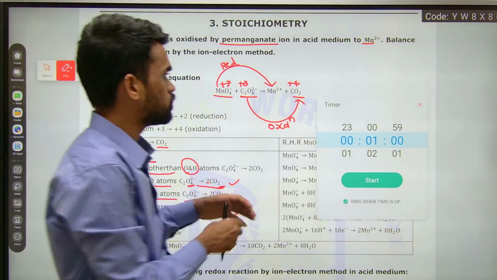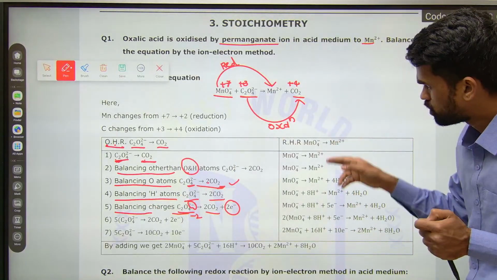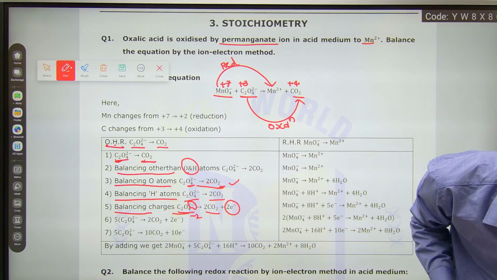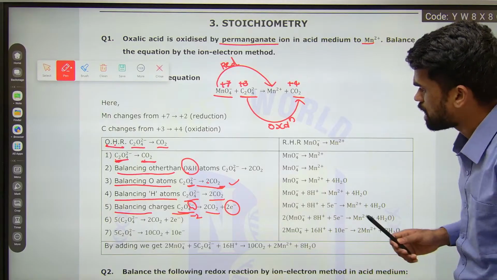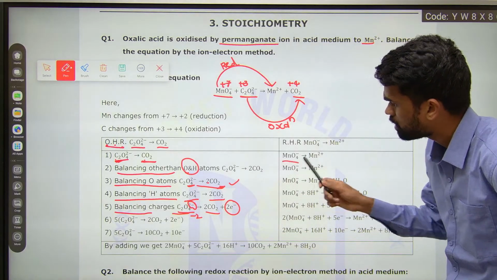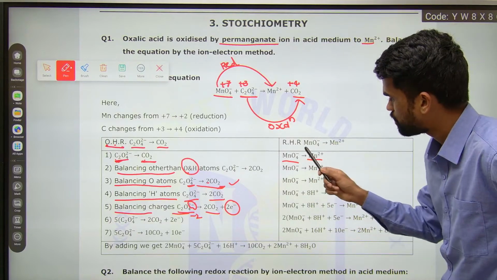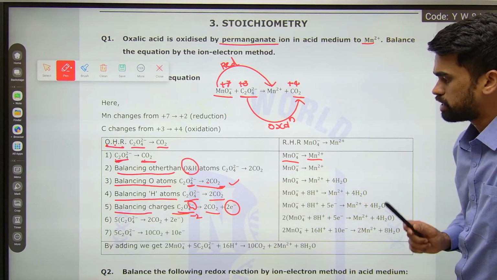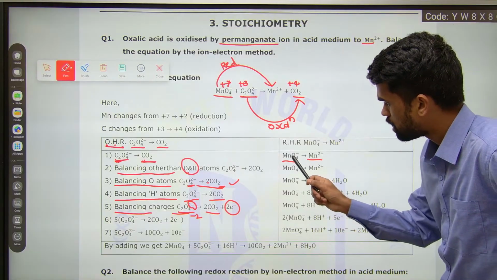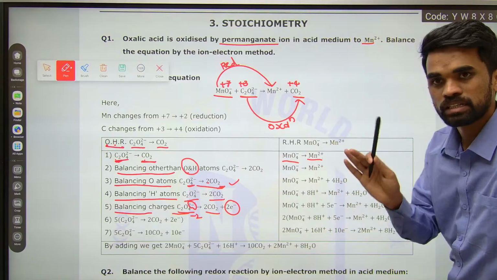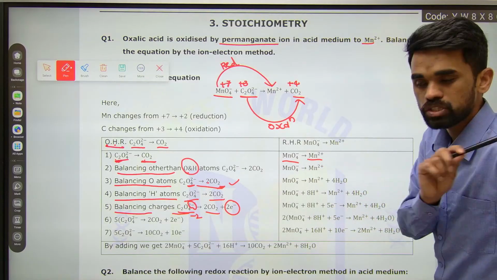Now come to this side, the reduction half reaction side. See what is happening here. The permanganate ion MnO4 minus is converting into Mn2 plus, right? So plus 7 is converting into plus 2. Now how many manganese atoms are there? Reactant side 1, product side also 1. That is perfect. Now balance oxygen atoms.